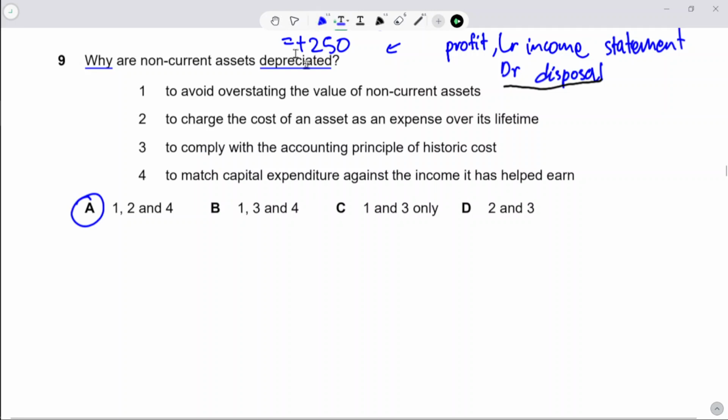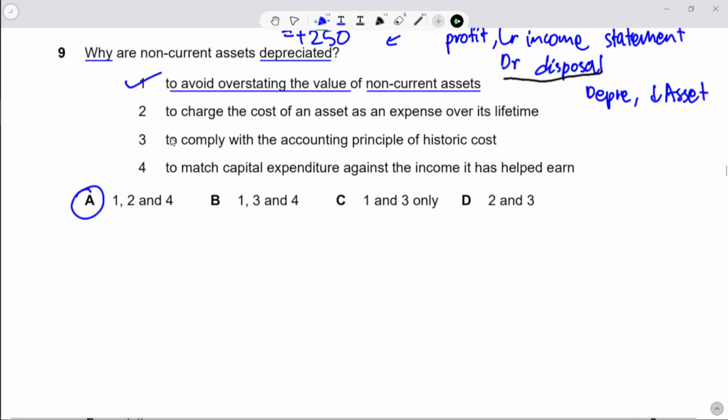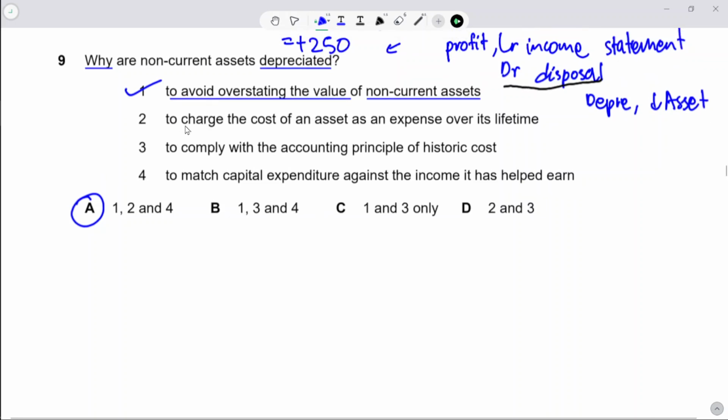So to avoid overstating the value of NCA, as you can see, the depreciation will reduce the asset. Okay, then let's continue. Over its lifetime means useful life.